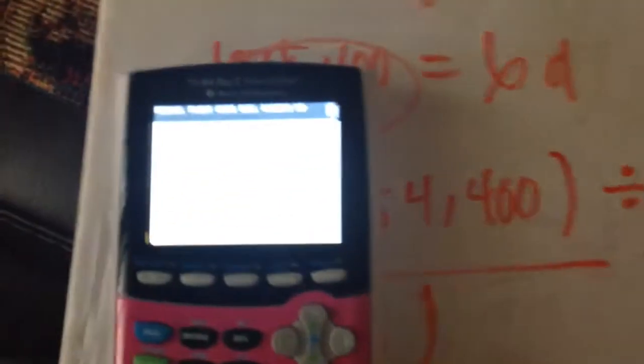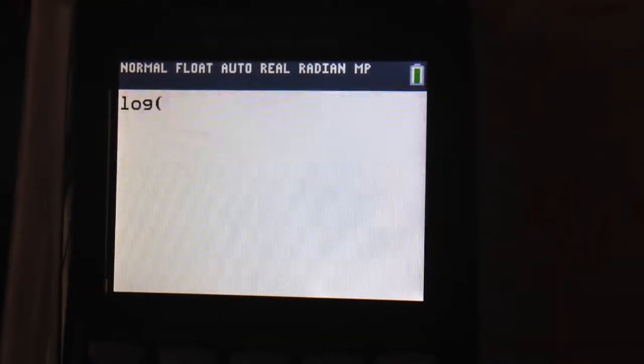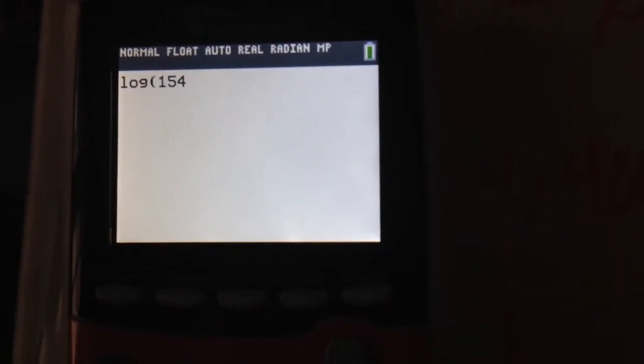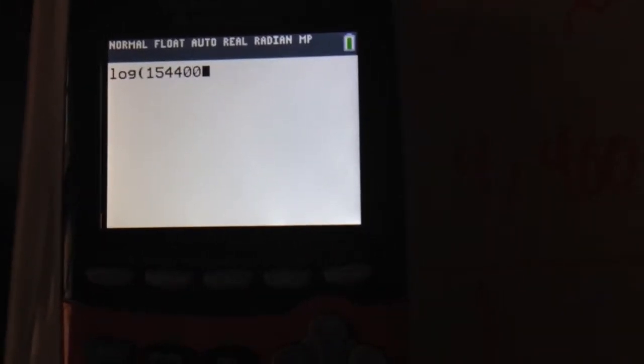So here's my graphing calculator. I'm going to press on, and there it is. So we have to press log, the button's right here. Log, see how it popped up right there? There we go. So now we need to put our first number, which is 154,400. We can't put the comma because then it's going to be a whole different decimal. So then we have to close our parentheses. Then we have to press log again. There's another log. We have to input our next number, which is 6. So 6. Don't forget to close those parentheses.